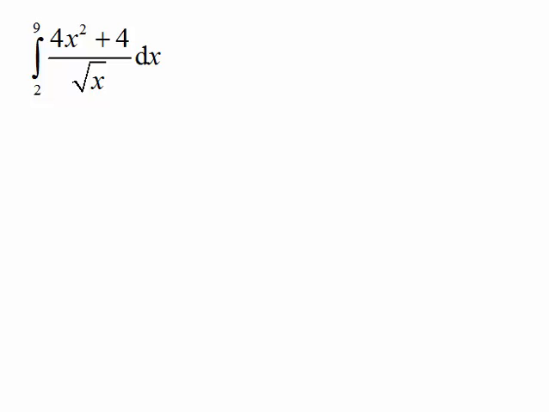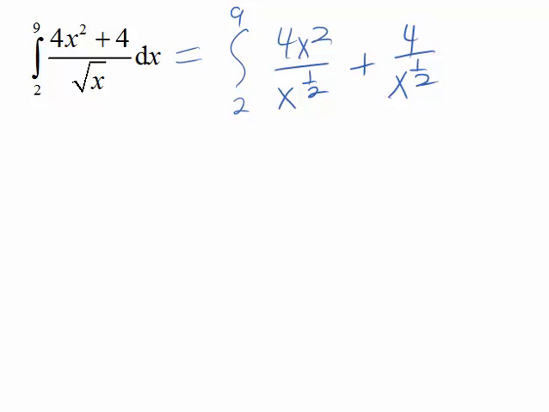Here, the secret to this is going to be do a little algebra first. So what I'm going to do is I have this definite integral from 2 to 9, and I'm going to split this up and put it under each term in the numerator. And I'm also going to write it as an x to the 1/2 because we like things written with exponents so that we can think of antiderivatives.